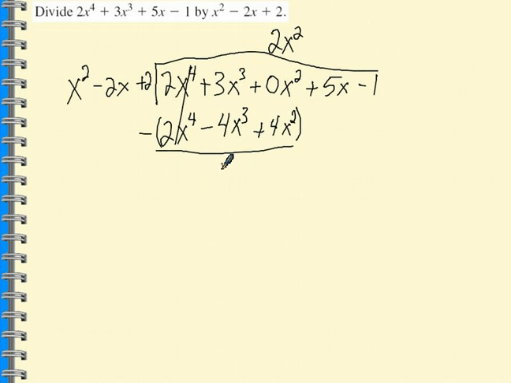We subtract this, we get a 7x cubed. Remember, 3 minus a negative 4 is 7. And then we subtract here, we get minus 4x squared. Okay, and then we'll go ahead and drop down the plus 5x. Okay, so once again, we ask ourselves, well, what do we have to multiply x squared by to get 7x cubed? Or if we take 7x cubed divided by x squared, what do we get? Well, that is a positive 7x, because 7x times x squared is 7x cubed.